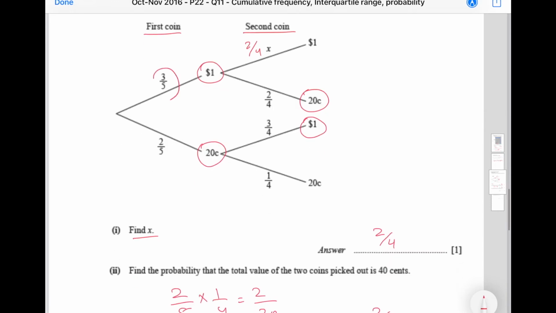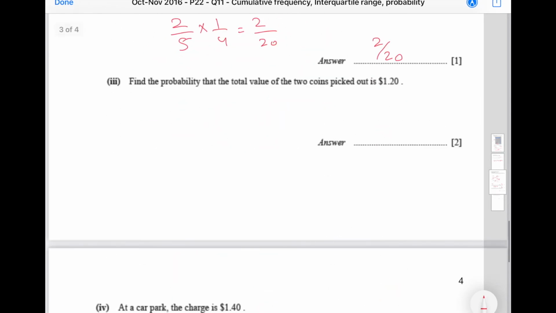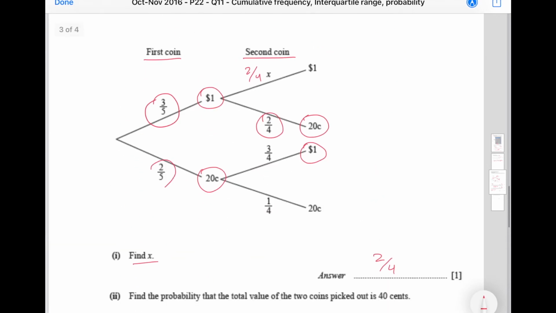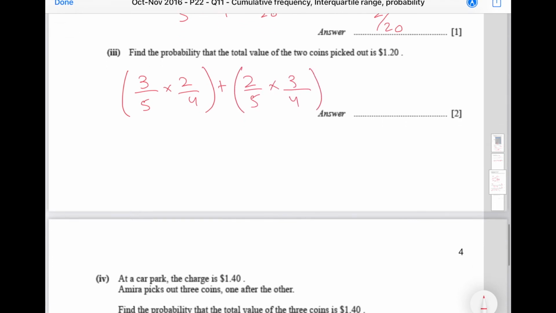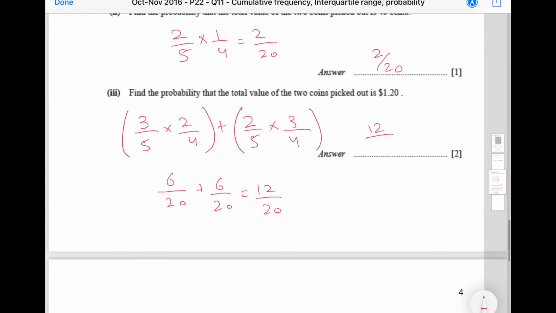So first we do 3 over 5 times 2 over 4. We write it over here, 3 over 5 times 2 over 4, and add this to the probability of 2 over 5 and 3 over 4. So we do 2 over 5 times 3 over 4. Now let's see what we get. 3 times 2 is 6, so 6 over 20, plus 2 times 3 is 6 over 20. This gives us 12 over 20, which is the probability for this part.